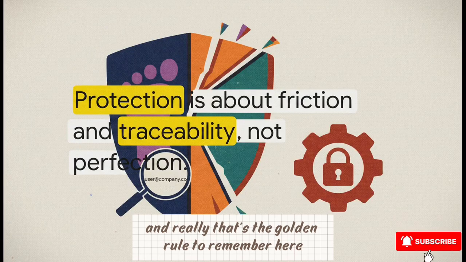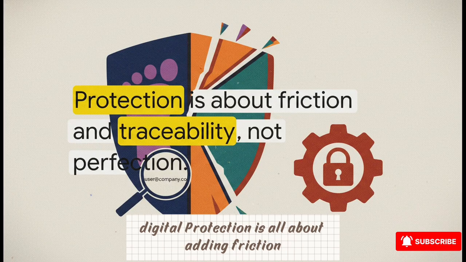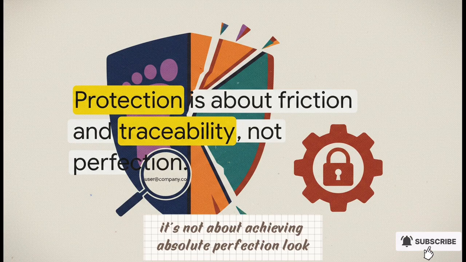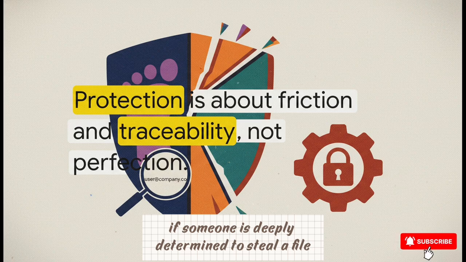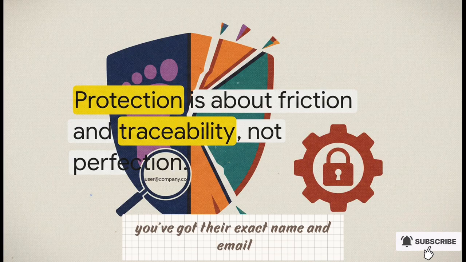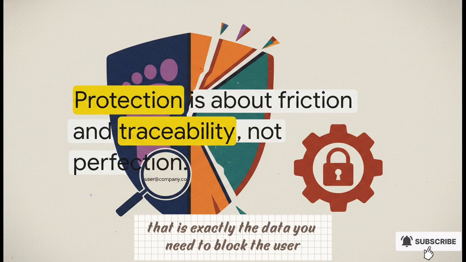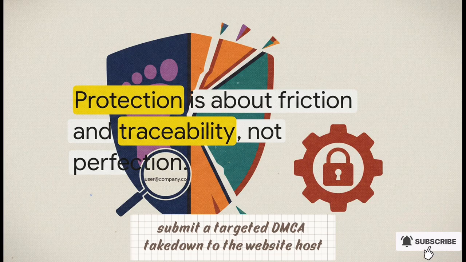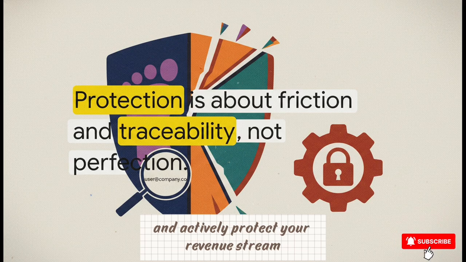And really, that's the golden rule to remember here. Digital protection is all about adding friction and traceability. It's not about achieving absolute perfection. Look, if someone is deeply determined to steal a file, they're probably going to find a way. But if a file does leak and you've used PDF stamping, you've got their exact name and email. That is exactly the data you need to block the user, submit a targeted DMCA takedown to the website host, and actively protect your revenue stream.